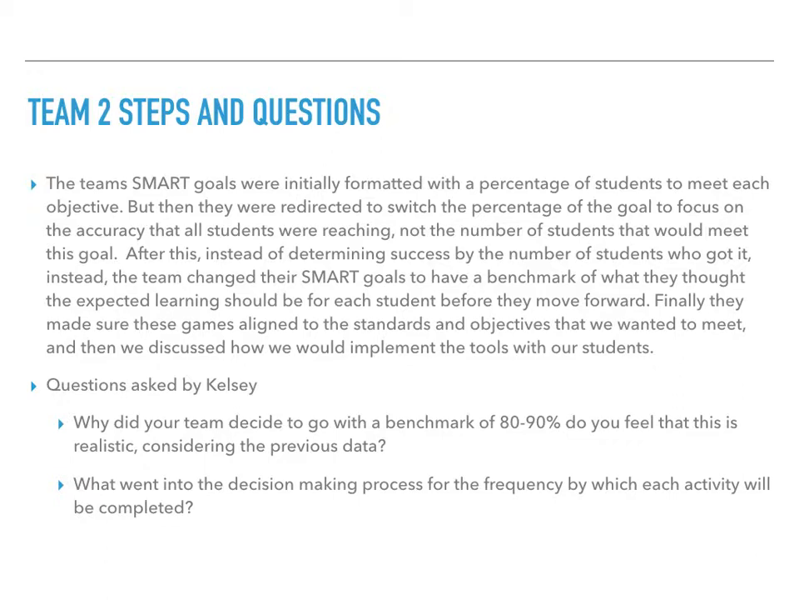So some questions that I had for Carol Ann were, why did her team decide to go with a benchmark of 80 to 90%, and did they feel that that was realistic considering the previous data? And we had a short discussion about how these were very rigorous expectations, but the students were also now receiving more support because of the frequency in which the activities were happening, which led to my other question, which was, what was the decision process for the frequency that each activity was occurring?